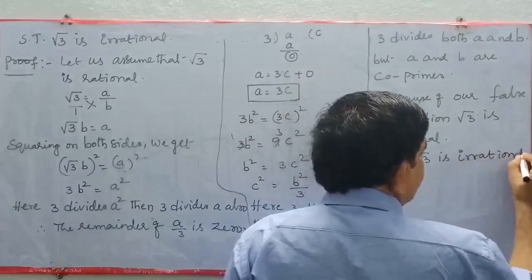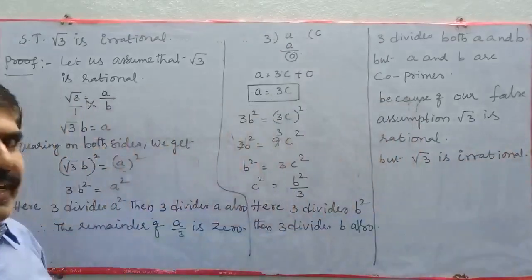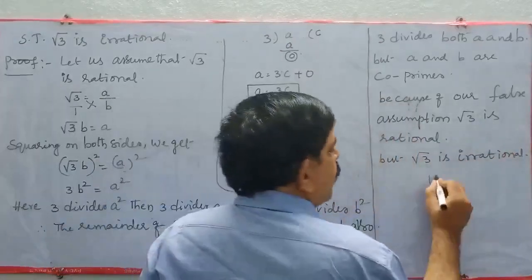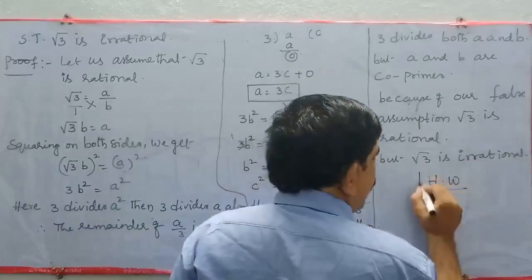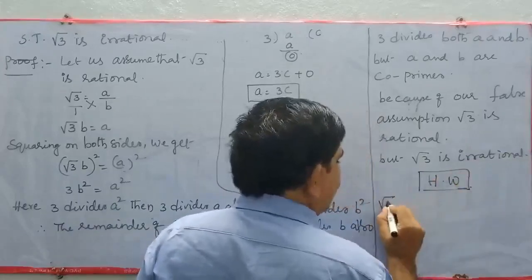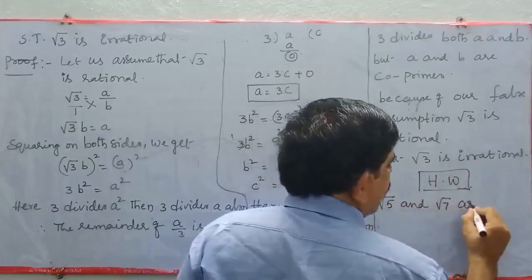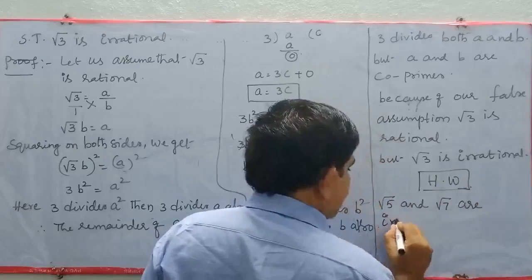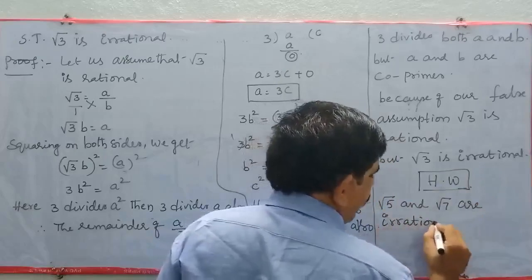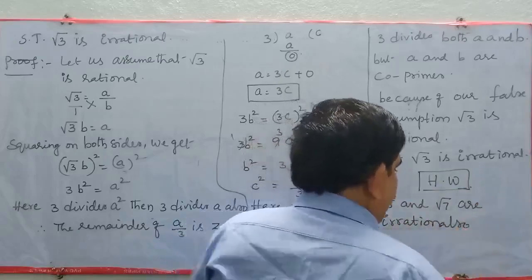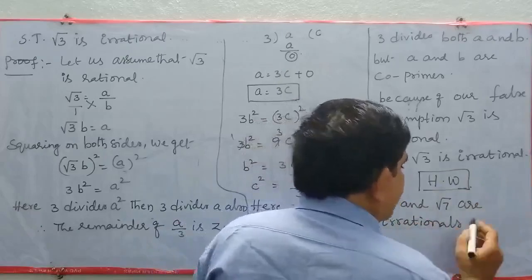Understood children? Using this, you do root 5 and root 7 are irrationals. Thank you.